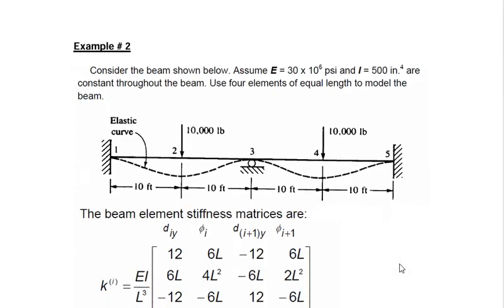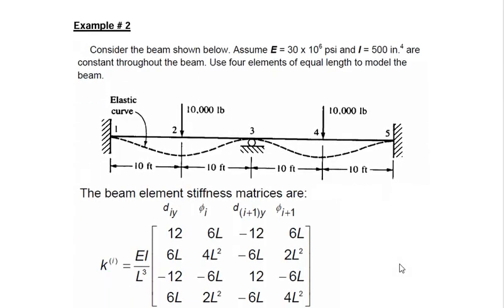All right, then let's see the next problem, example number 2. So consider a beam shown below. Assume E equal to 30 into 10 raised to the power 6 psi and I equal to 500 inch power 4 are constants throughout the beam. Use 4 elements of equal length to model the beam.